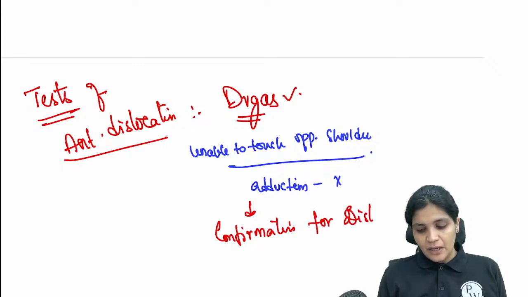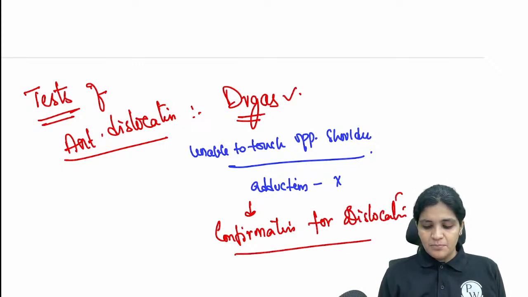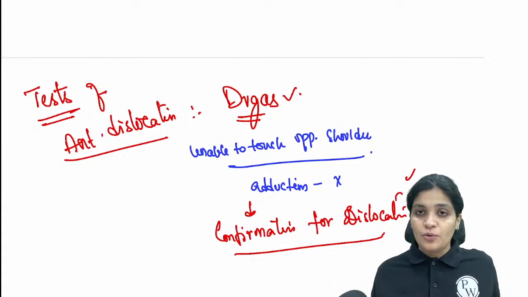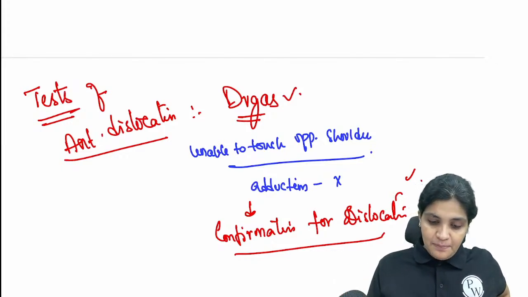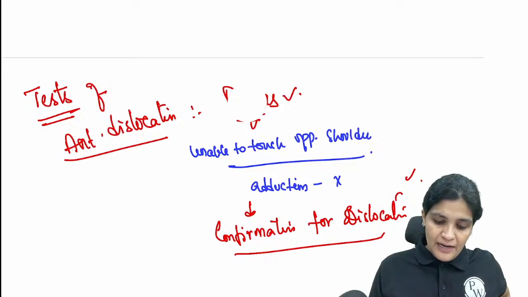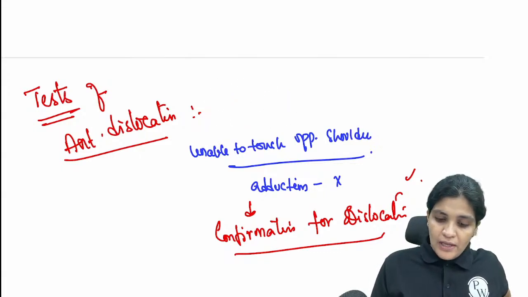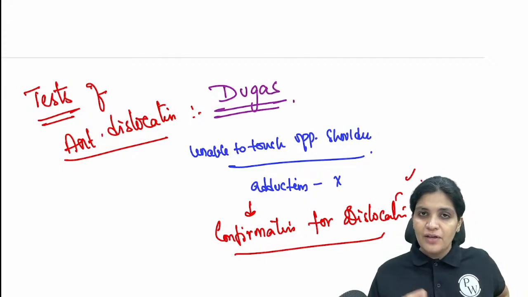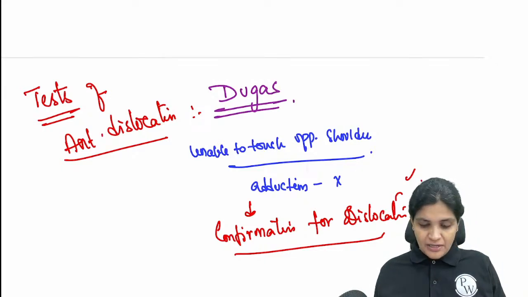So whenever you see a patient in the casualty, what is the simple test you do, so that you can rule out the dislocation? So you do the Dugas test. You will ask the patient to touch the opposite shoulder, and whenever he is unable to do so, then you can go for the X-ray, stating that it could be a case of anterior dislocation. So that is Dugas test.